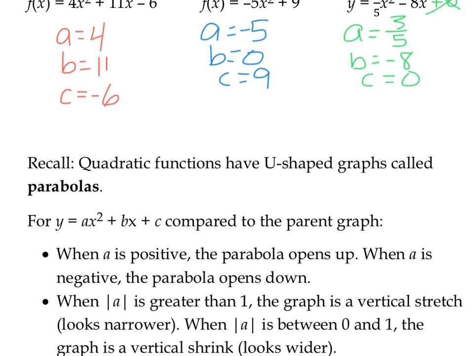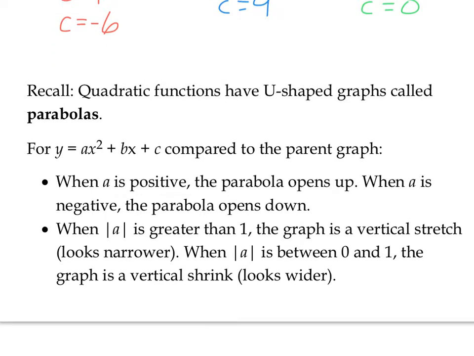So just a couple of reminders here, things we've seen with quadratic functions before. They have U-shaped graphs, right, called parabolas. Ax squared plus bx plus c compares to the parent graph by when a is positive. When this number is positive, remember it opens up. It's going to be a parabola opening up. When a is negative, it's a parabola opening down. When the absolute value of a is greater than 1, our parabola is going to get more narrow. When that value is between 0 and 1, then we're going to have a vertical shrink. The graph's going to open up more widely.